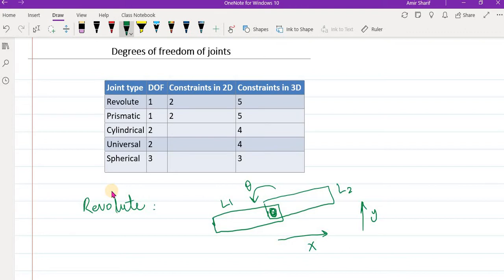So it means in 2D it has two constraints, and in 3D, it cannot move along the x-axis, it cannot move along the y-axis, and it cannot move along the z-axis. There is no translation along any of these axes. Also there is no rotation about the x-axis, no rotation about the y-axis, only the rotation about the z-axis, which is theta. So that's why it has 5 constraints in 3D and 2 constraints in 2D, and the total degree of freedom is 1.